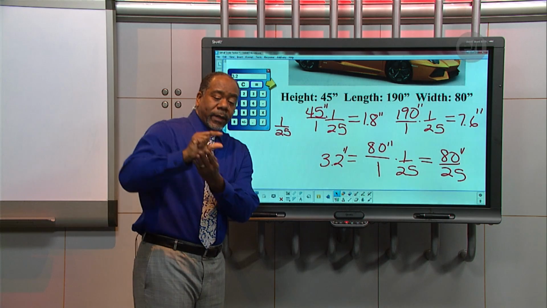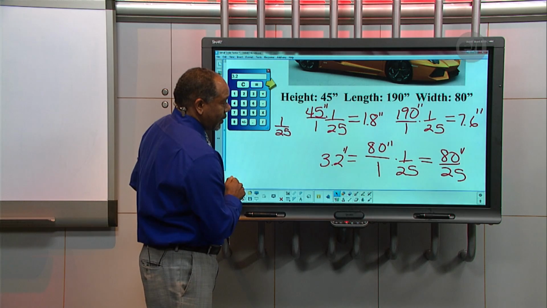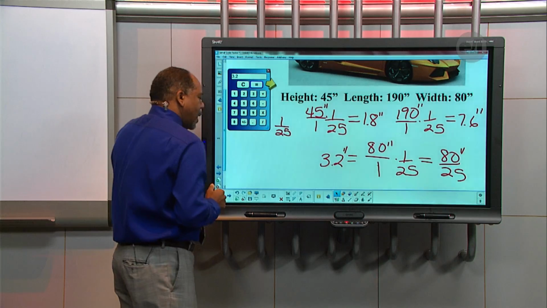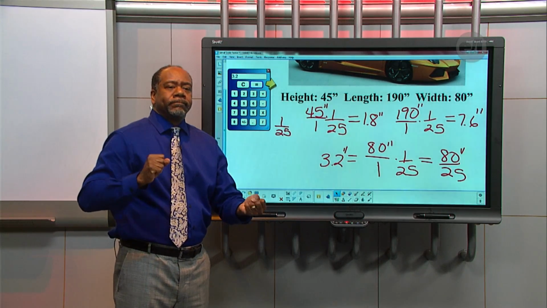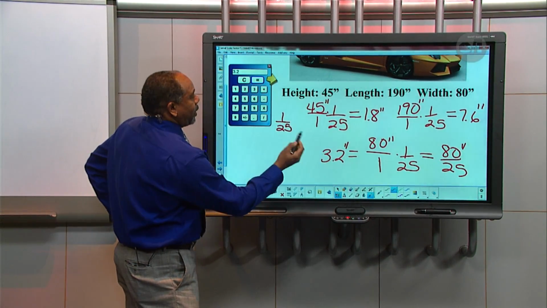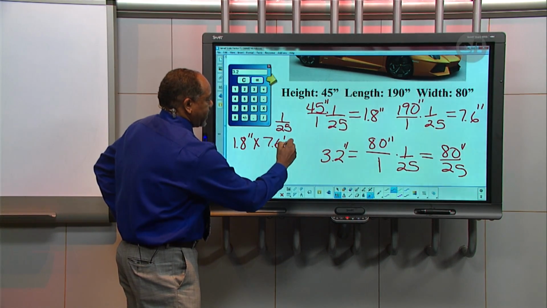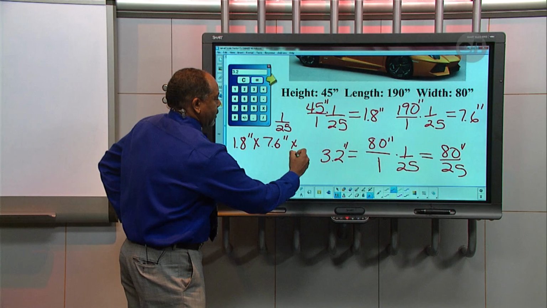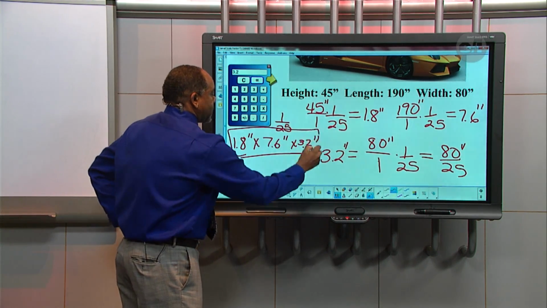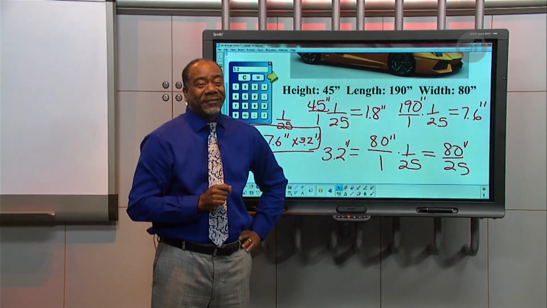The height is 1.8 inches. I'm sorry, the length is 7.6 inches and the width is 3.2 inches. We've been talking about surface area also. This is really the dimensions of this thing, 1.8 inches times 7.6 inches times 3.2 inches. A very tiny car. So if you're going to get something online, do read the fine print. Do read the fine print, Jamal.